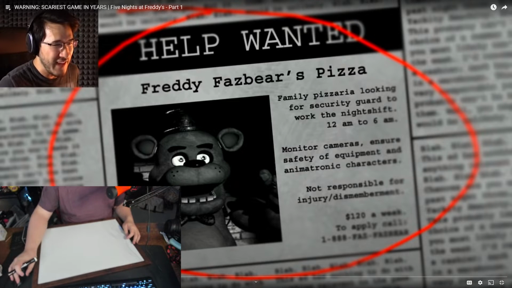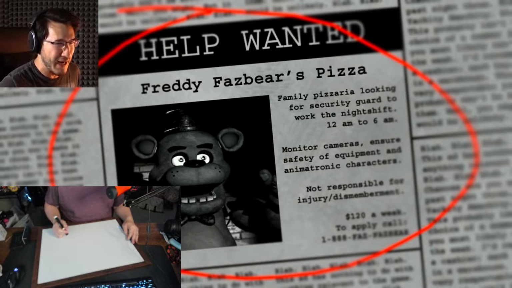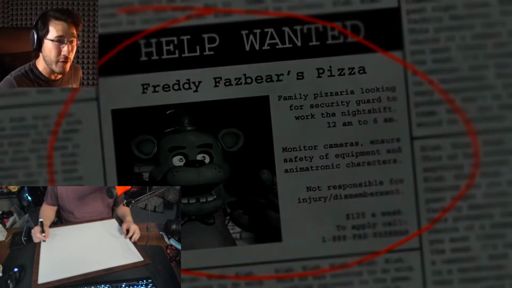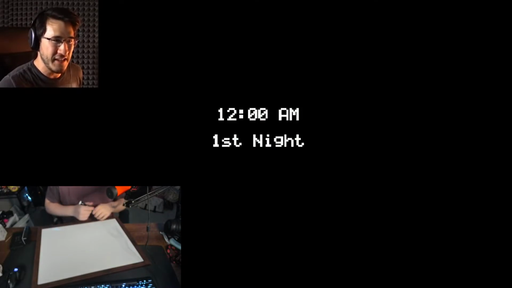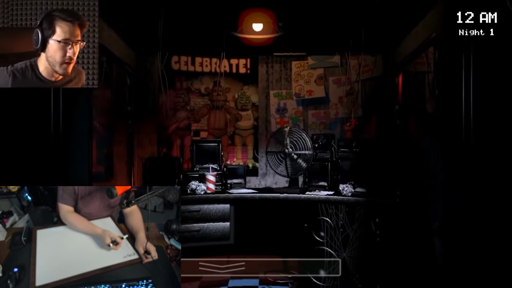That is a terrifying animatronic bear. Family Pizzeria looking for security guard to work the night shift. So it's at night. 12 a.m. the first night. If I didn't want to stay the first night, why would I stay any more than 5? Why would I stay any more than 2? Hello.